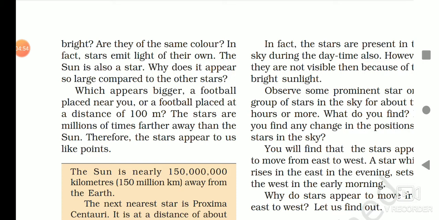The sun is also a star. So why does it appear so large compared to other stars? It's a very simple answer: because it is the nearest one and other stars are far away from us. So which appears bigger, a football placed near you or a football placed at a distance of 100 meters? Of course, the football which is near to me appears bigger. The stars are millions of times further away than the sun. Therefore, the stars appear to us like points. And they also appear to be twinkling because of the presence of the atmosphere.